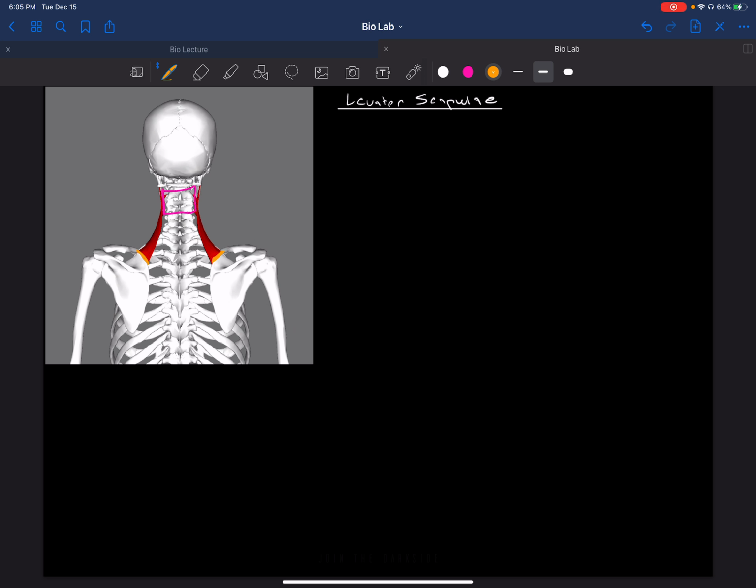So another thing that's important to mention are the striations of this muscle. So the striations of this muscle are vertical, and that's important because striations determine the function of the muscle as muscles contract in the same direction as striations. So since the levator scapulae has vertical striations, that will cause the scapula to elevate. So that would be the function of the levator scapulae, would be the elevation of the scapula.